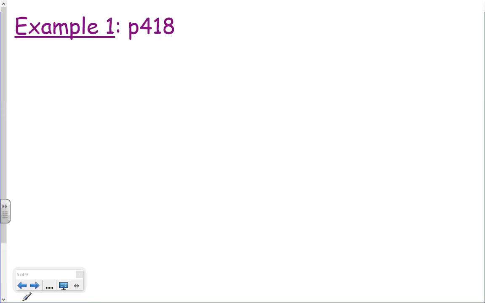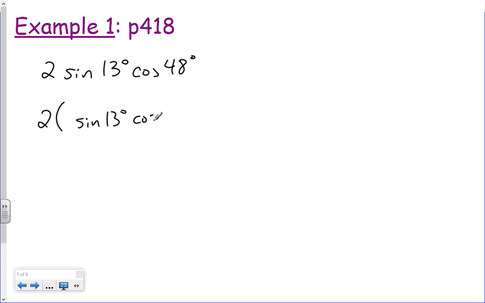All right, so let's try using one of these in an example. If you turn to page 418 in your book, they say to transform this: 2 times the sine of 13 degrees times the cosine of 48 degrees. They've put the 2 out in front just because that's how they're writing their property in the book. But I would probably rewrite this as 2 times this quantity of the sine of 13 degrees times the cosine of 48 degrees. This number out front doesn't always have to be 2.